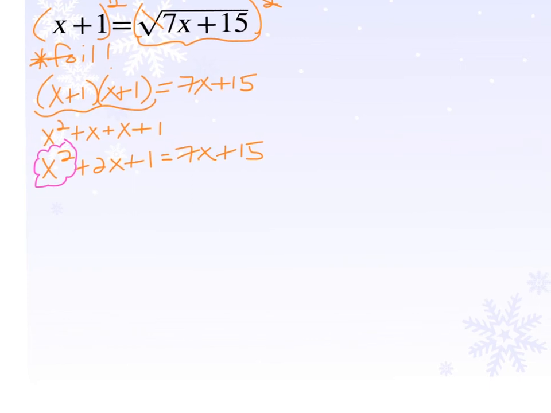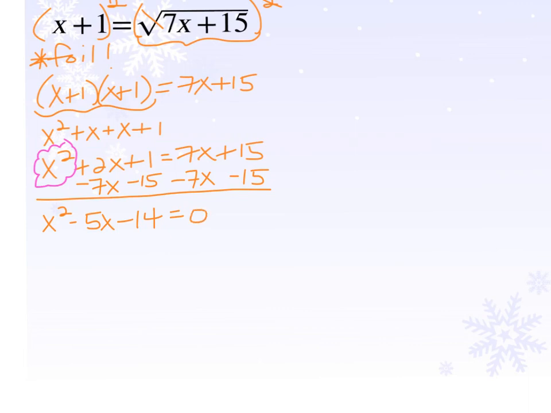If we move everything over to the same side, I'm going to take 7x and subtract it and line it up right underneath the 2x. Take the 15 and subtract it and move it right underneath the 1. Combining like terms, we would have x squared minus 5x minus 14, and on the right it equals 0.